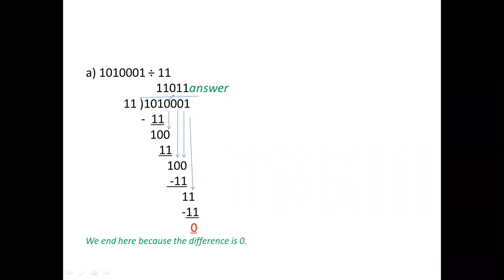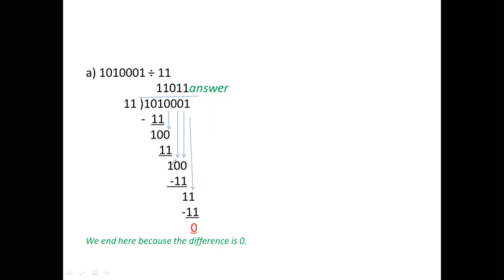Right? Now we bring down this 0. 11 into 100, that will be 1. We multiply there, we'll get 11. We subtract: this will be 2, that will be 2 minus 1, and this will be 1 minus 1, that's 0. So this will be 1.